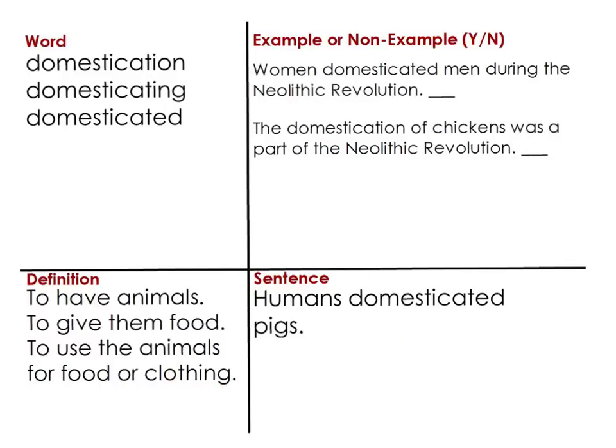Let's read the sentence. Humans domesticated pigs. I'll read the example or non-example sentences. Women domesticated men during the Neolithic Revolution. The domestication of chickens was a part of the Neolithic Revolution.